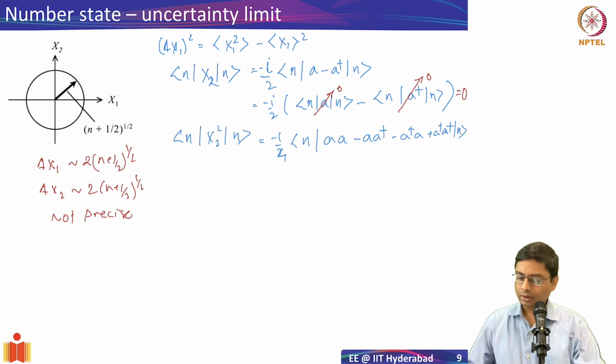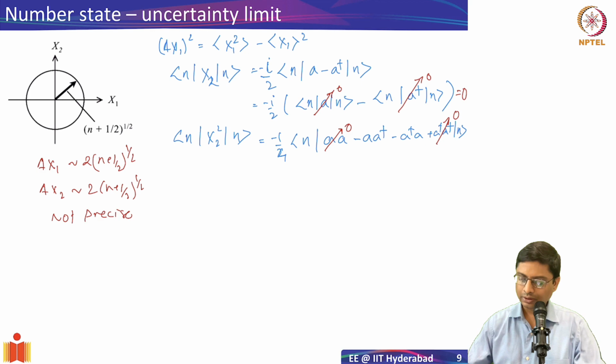Okay. So now which terms will survive? a a will go first for sure. a dagger a dagger will go. So if we have a a dagger, minus I can take out. a acting on n will give me n minus 1. Again a dagger will act on it and bring it back. So this should survive. a dagger will give me n plus 1. Again this will, so both will survive, right? Two terms will survive here.